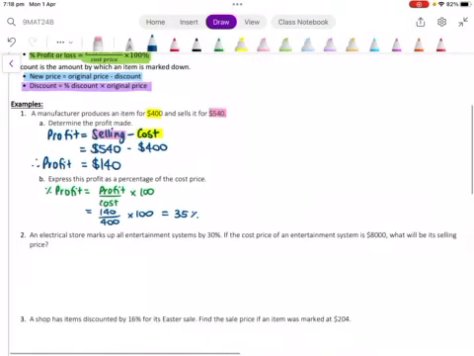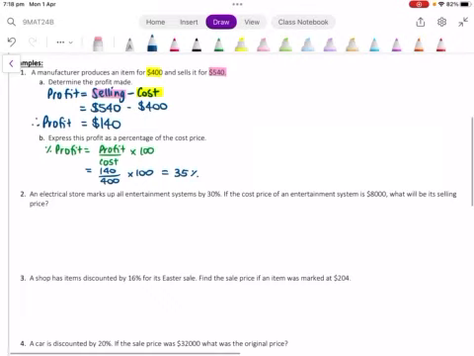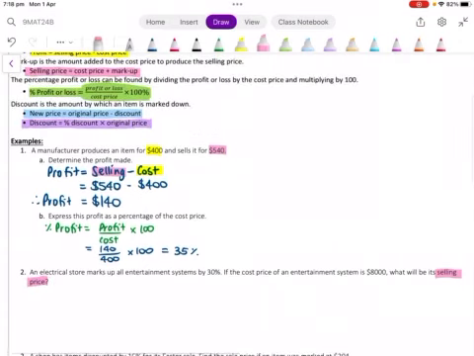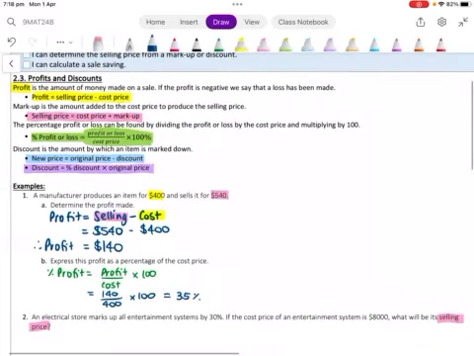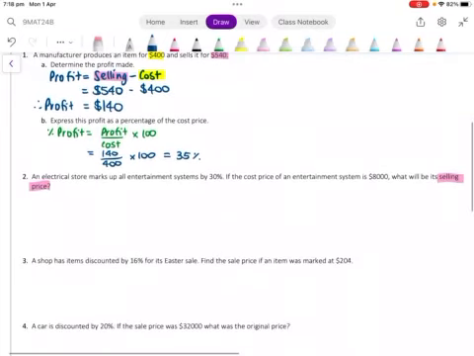For example 2, we have an electrical store marks up all entertainment systems by 30%. If the cost price of an entertainment unit is $8,000, what will its selling price be? So we've been asked to find the selling price here, and so we want to use that pink formula up the top. Selling price equals cost plus the markup. And so we need to find out what our markup is.